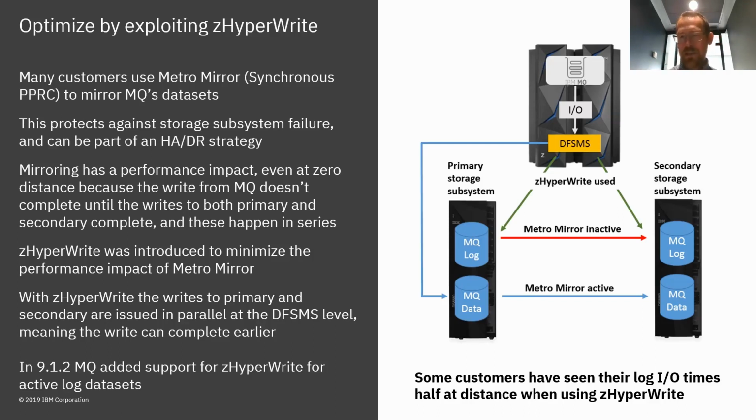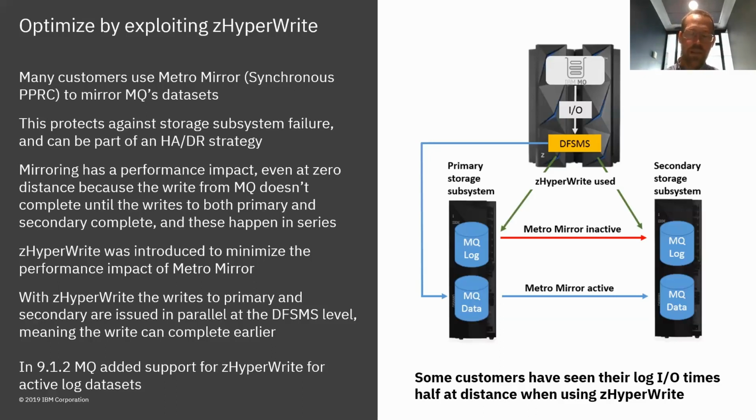So like I said, this was originally done for DB2, and a while back in 9.1.2, the CD release where we first added support for this, we then added support for zHyperWrite with the MQ logs. Okay, and we've only got it for the MQ logs because they're the things that affect throughput the most. If you've got slow logs, you've got slow persistent throughput. So we don't need to worry about it for page sets or things like that, just for the logs.